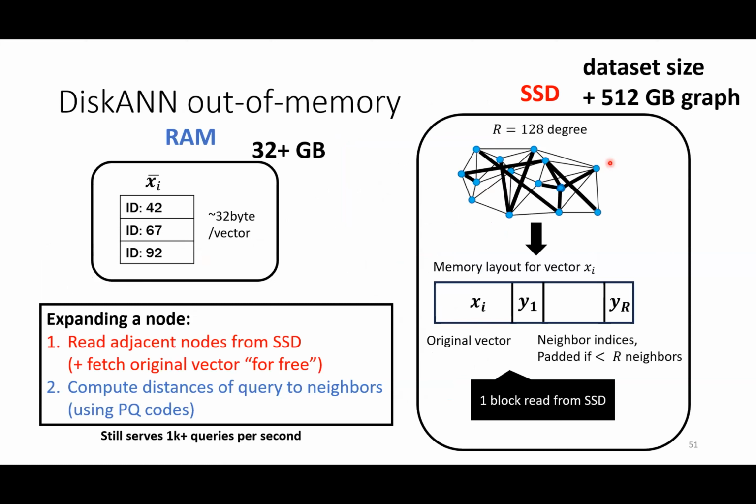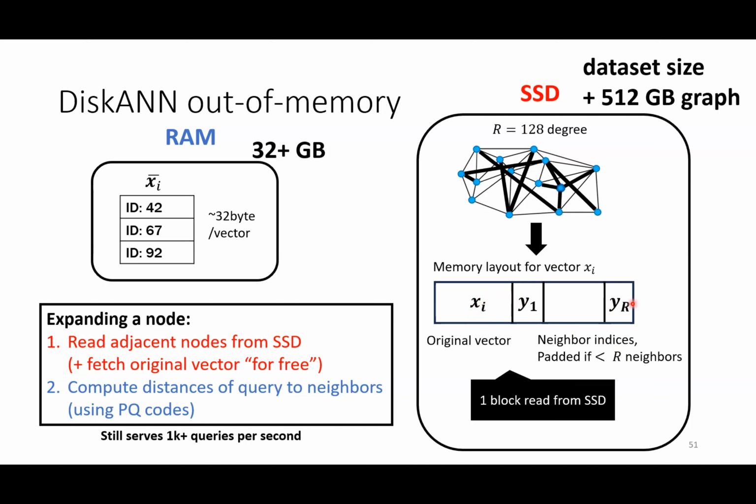On disk, you have the original data set and you have the graph, and you do it in the following way: you have a target degree, for example R, 128, and you store the original vector, which has a certain dimensionality, and next to it you store all of these R different neighbors. It might not be that a node has R different neighbors, then you just pad with some dummy values, because it's really important to be able to say, what is the 10,000th neighbor? Where is it on disk? And with this padded version, you can just look there.